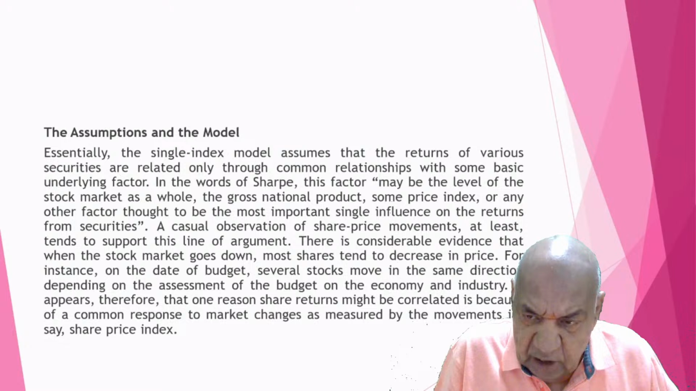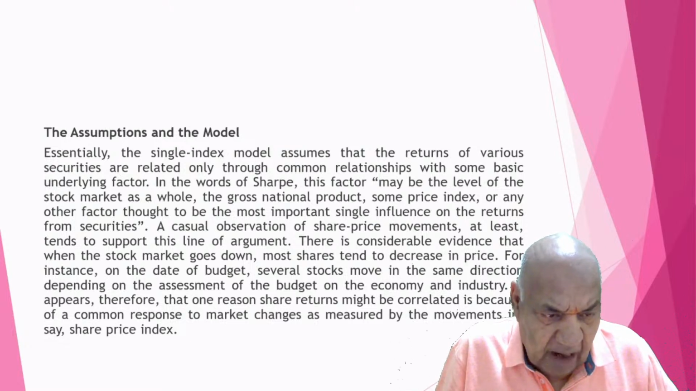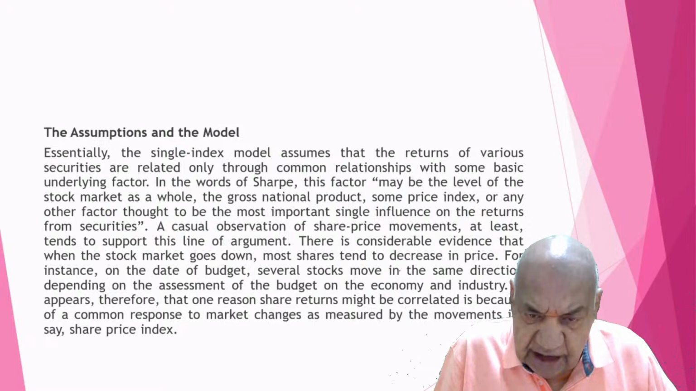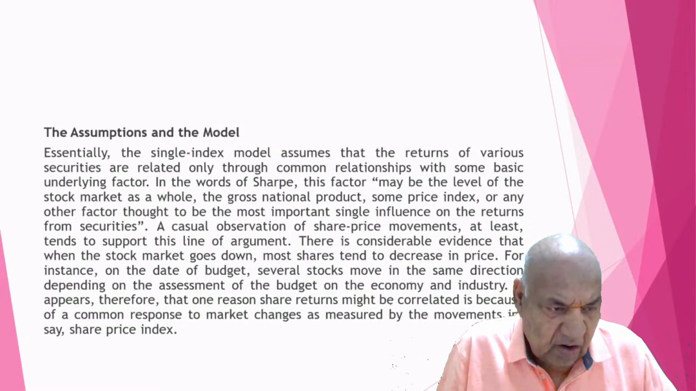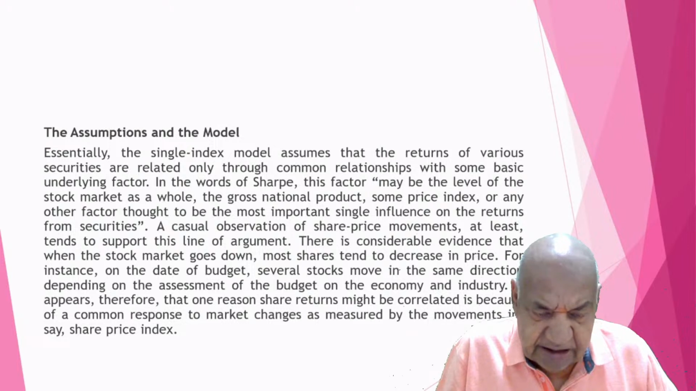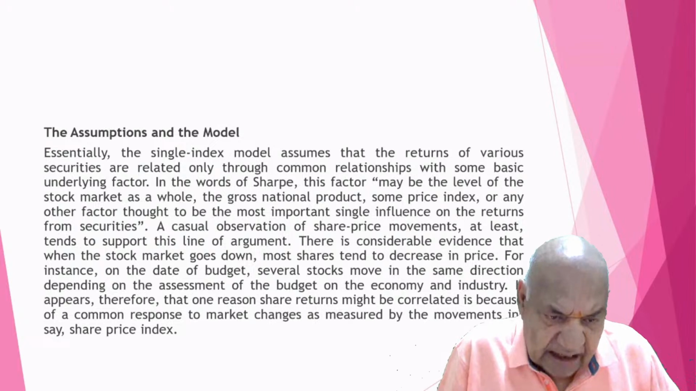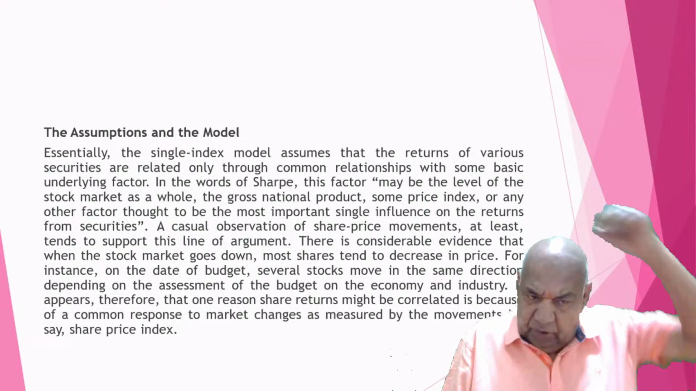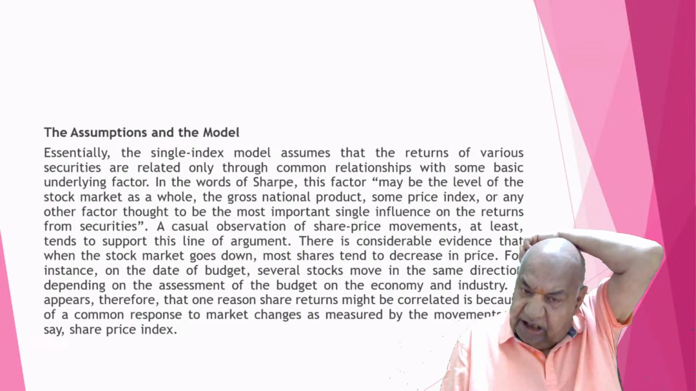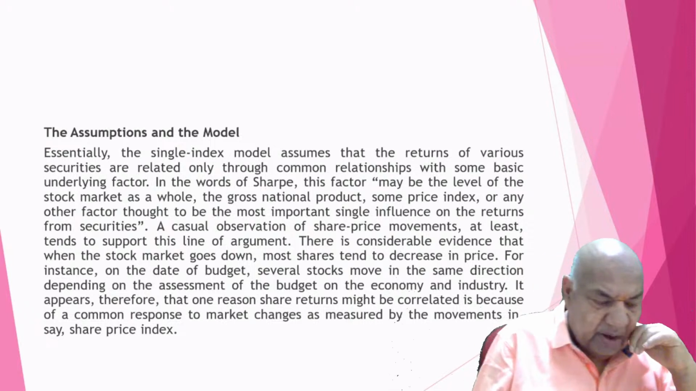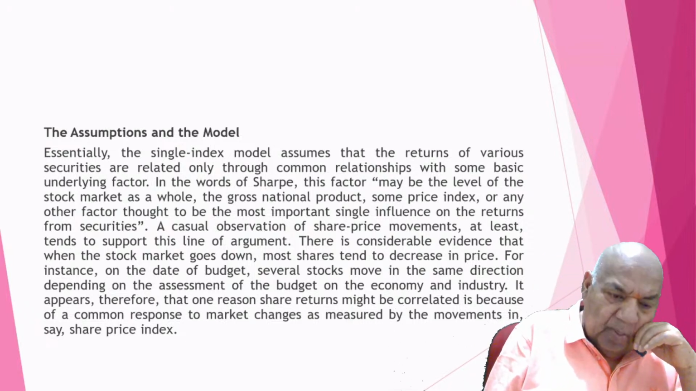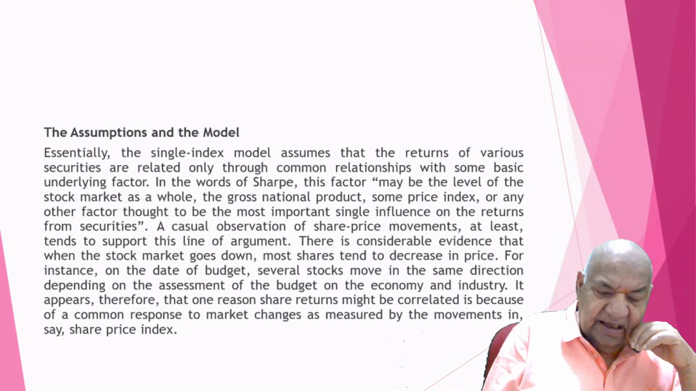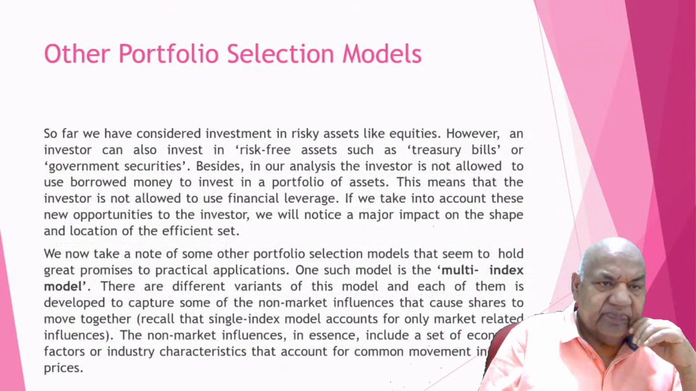A casual observation of share price movements at least tends to support this line of argument. There is considerable evidence that when the stock market goes down, most shares tend to decrease in price. For instance, on the date of the budget, several stocks move in the same direction depending on the assessment of the budget on the economy and industry. It appears, therefore, that one reason share returns might be correlated is because of a common response to market changes, as measured by the movements in, say, a share price index.